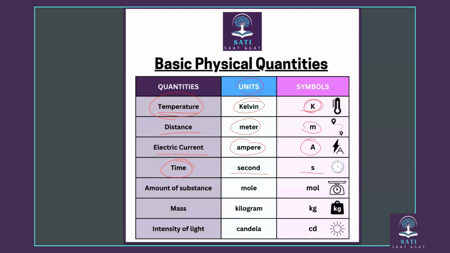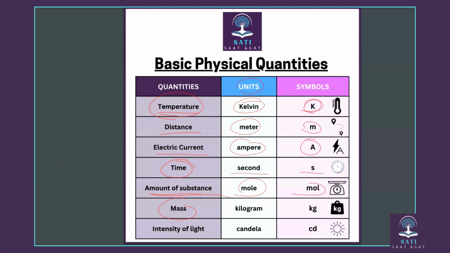Okay, now amount of substance. In chemistry, when you say how many atoms in a substance, how many molecules, we cannot say 3 atoms or 3 molecules because atoms are very small. So you have to say them by moles. How many moles are there? And again, study it in detail with chemistry. So amount of substance is measured in mole, written as mol.